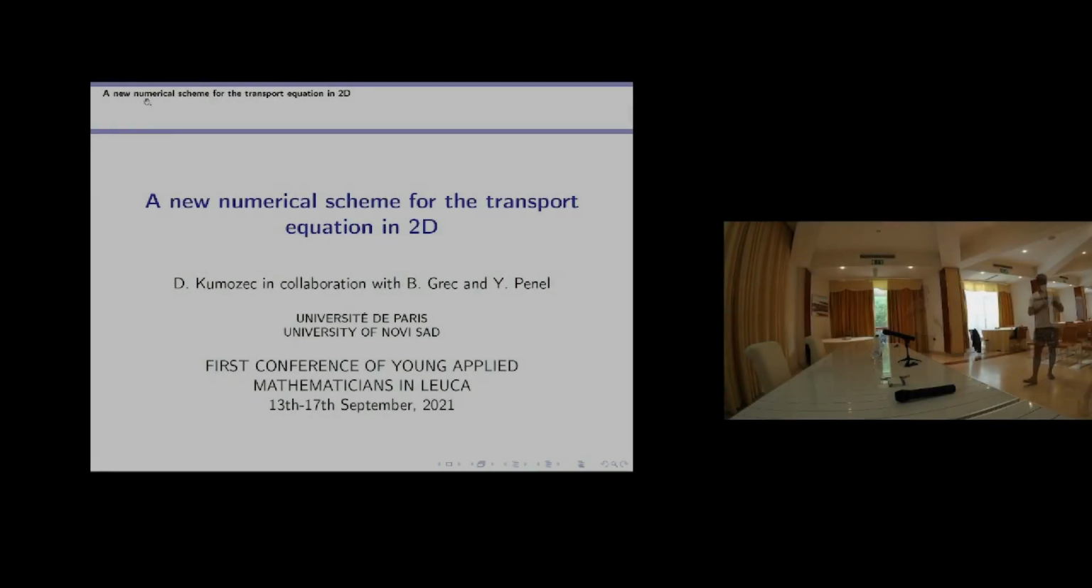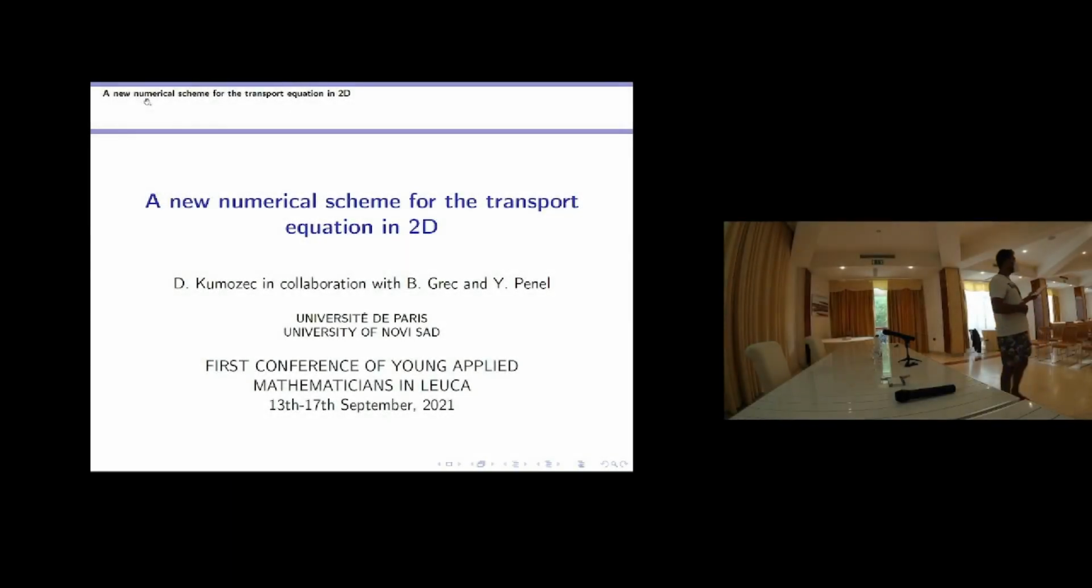Okay, we are close to the end. The last guest of this afternoon is Davor Kumozec, and he will talk about a new numerical scheme for the transport equation in 2 dimensions. Okay, so I leave the floor to you. So thank you for the introduction.